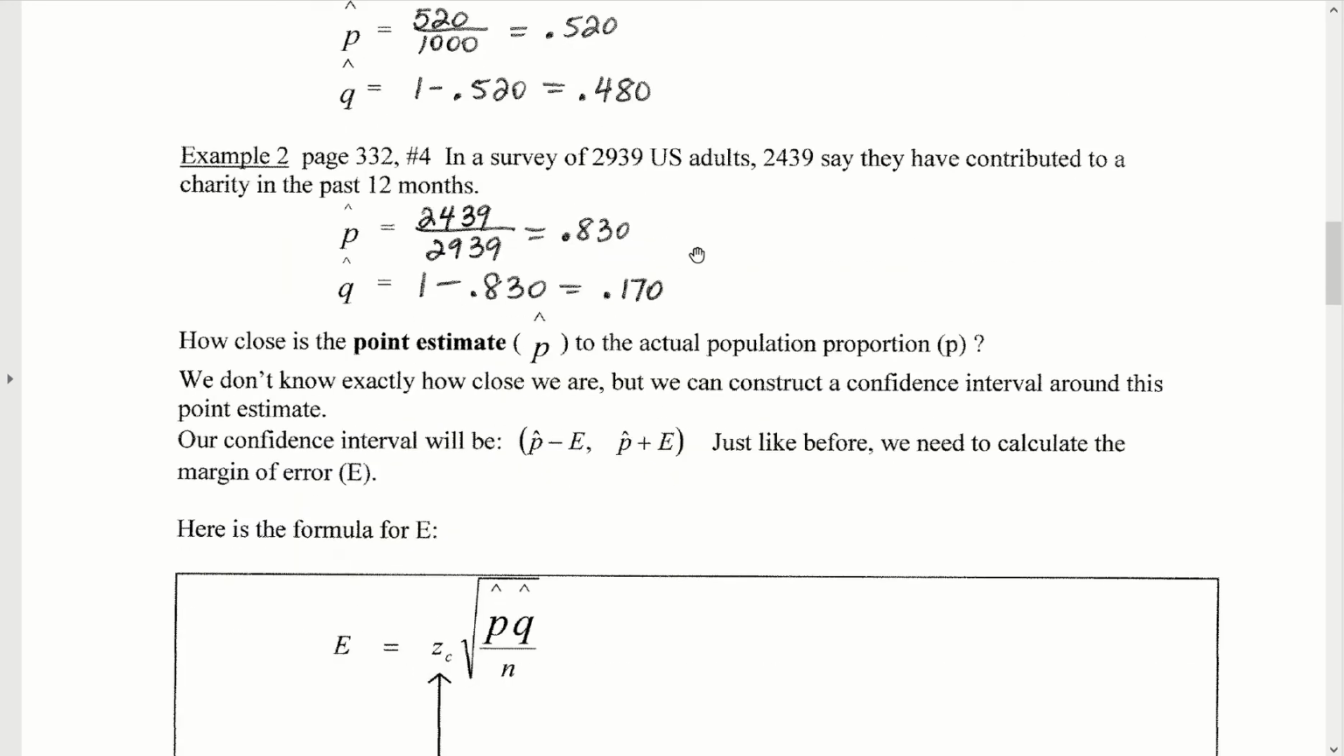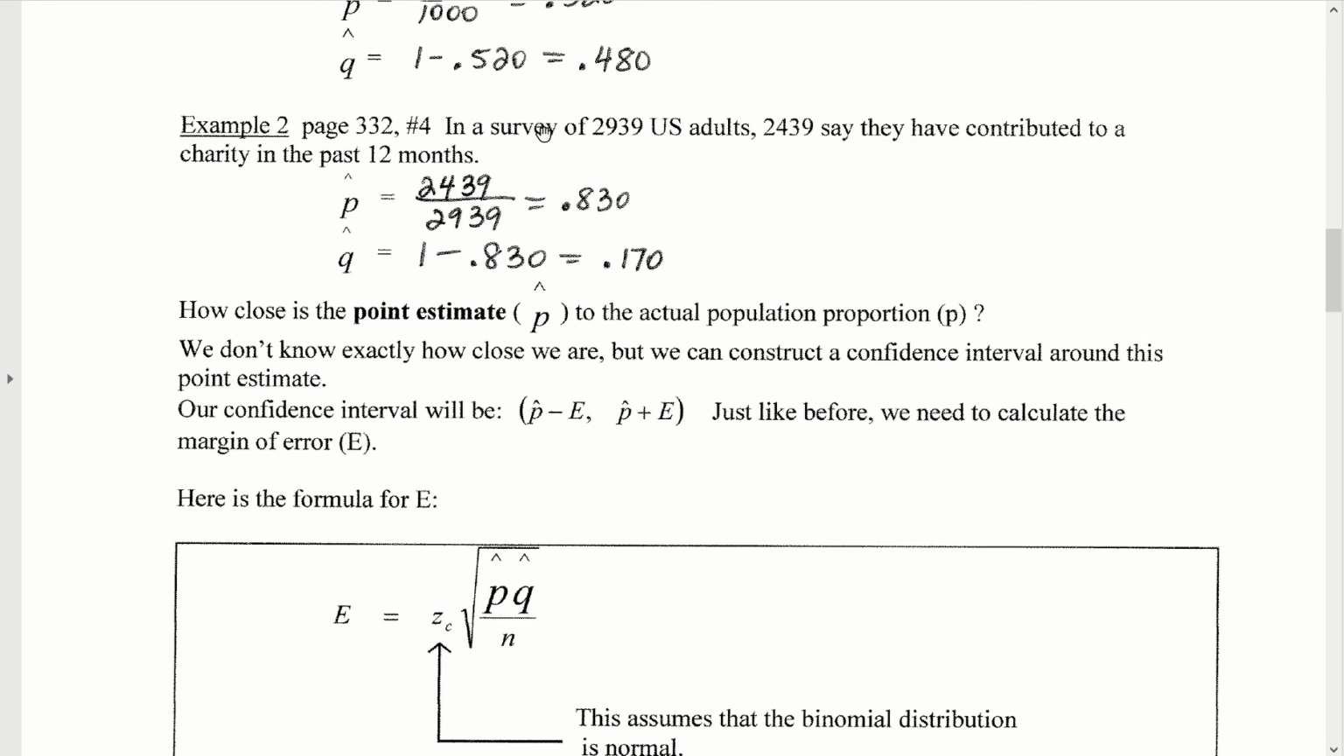Let's do another one. In example 2, they say that we have a survey of 2,939 U.S. adults. 2,439 of them say that they have contributed to charity in the past 12 months. Let's construct the point estimate p hat and q hat. P hat's going to be the size of the sample, that's 2,939, and we're going to divide that by the x value, which is the number of people that say that they have contributed. That's the 2,439. And to 3 decimal places, that would give us a p hat value of 0.830.